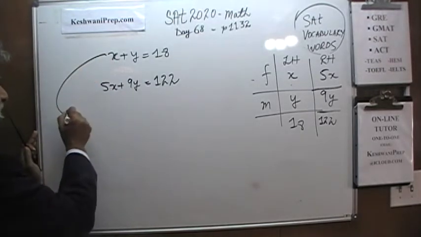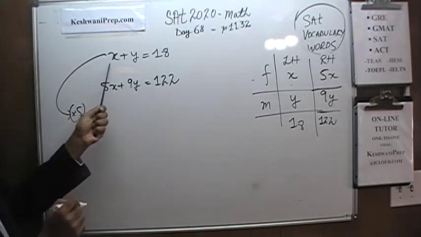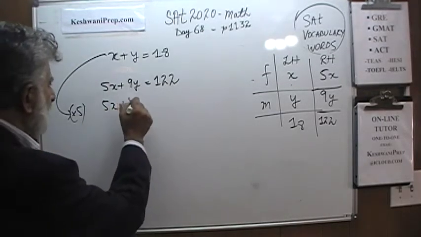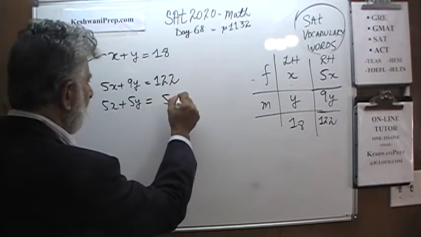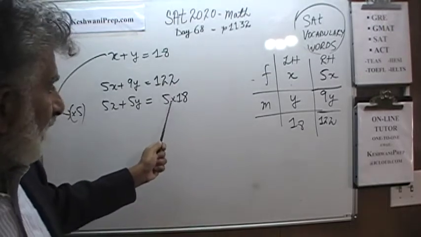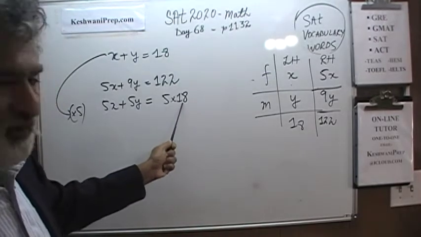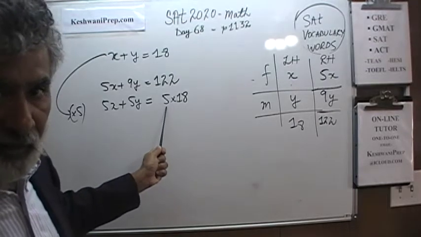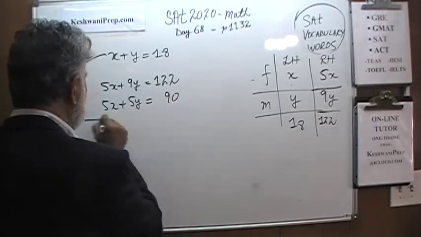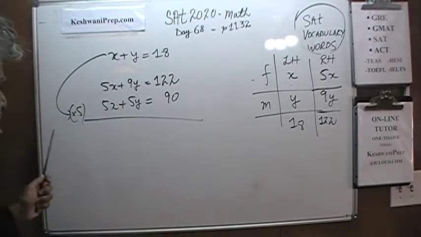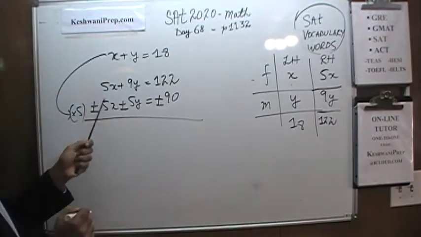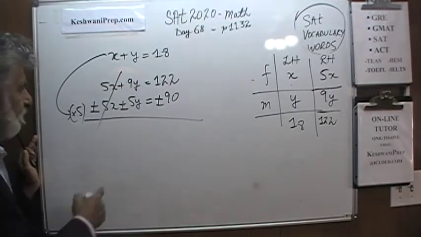Let's take the first equation and multiply it by 5. So we'll end up with 5x plus 5y equals 5 times 18. We know 10 times 18 is 180, therefore 5 times 18 should be 90. Let's subtract this bottom equation from the first equation. Change the sign. There you go. Positive 5x and negative 5x will drop out. That was the whole idea.